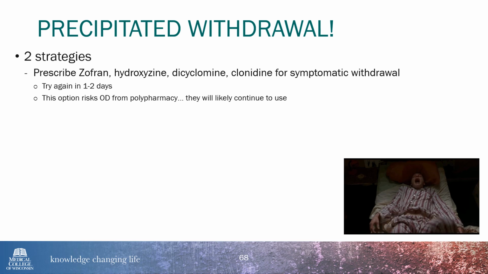So strategy one is use comfort meds and then attempt withdrawal and buprenorphine treatment on another day. So give them a couple days of Zofran, hydroxyzine, dicyclomine, there was Bentyl, clonidine for all the symptomatic withdrawal. This is significant polypharmacy, and you need to be a realist. If you go to this approach, they're going to resume using heroin, but they also might use some of these medications to make them feel better. It's very rare that someone is going to not use heroin during that period.